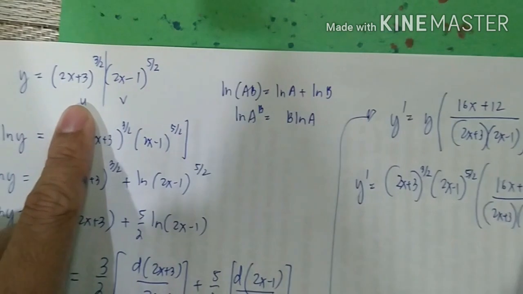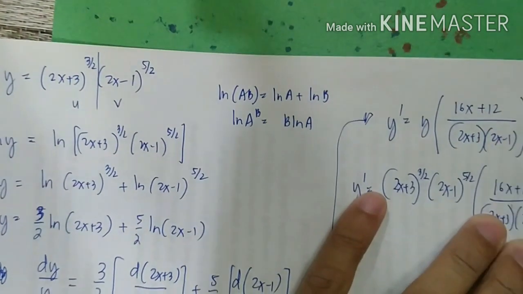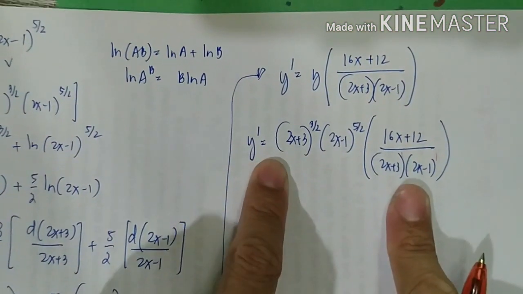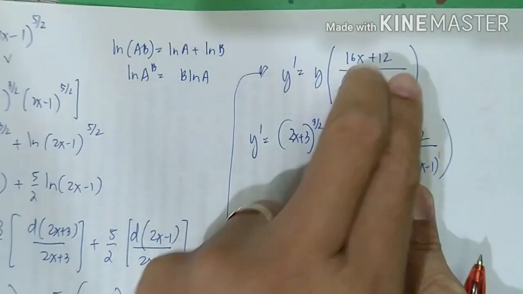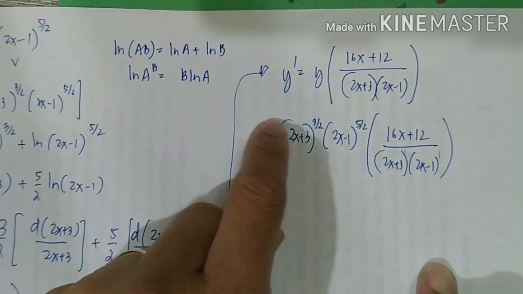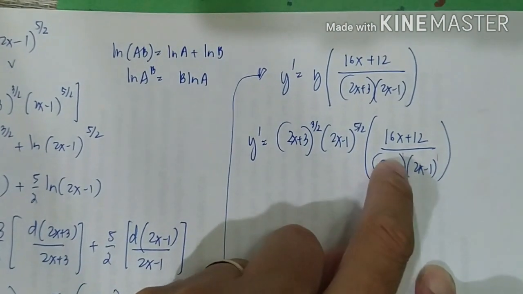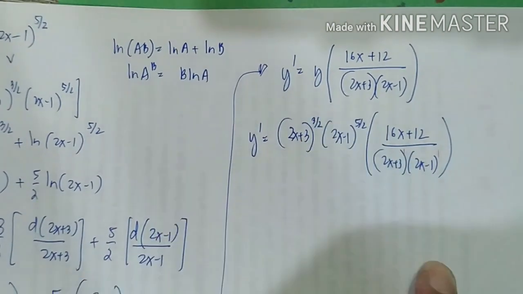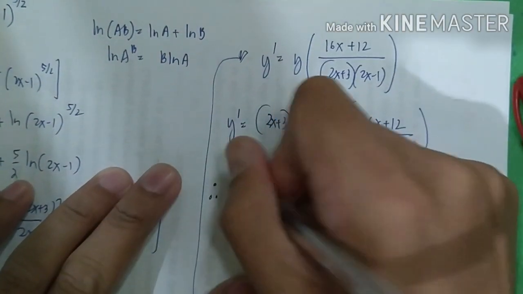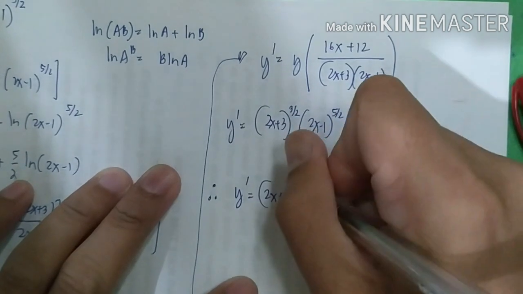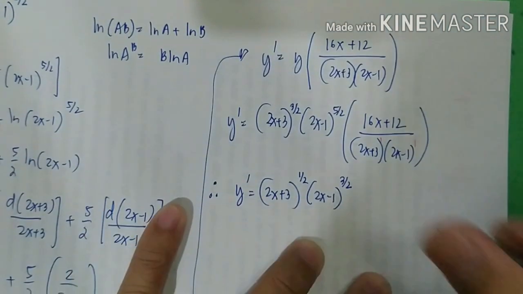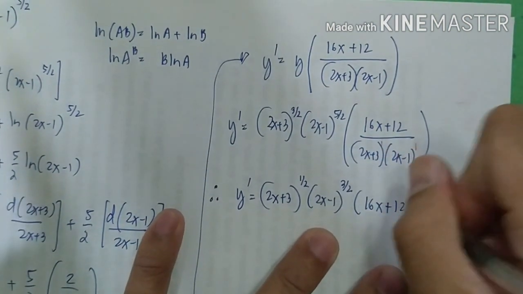Tsaka mo ngayon i-cancel. Bawasan mo ng tigisa kasi di ba ito to the 1. Tapos ito to the 1. Ay, sorry. Hindi na pala nakikita. Tada! So, di ba? Ito yung value ng y. Yun. Tapos 16x plus 12, ayun. Tapos ito pa rin siya. So, di ba pag to the 1, tapos pagka of same base, you are subtracting exponent. So, 3 halves minus 1 is 1 half. 5 halves minus 1, 3 halves na lang ang exponent nun. So, therefore, y prime is equal to (2x plus 3) raised to 1 half (2x minus 1) raised to 3 halves multiplied by (16x plus 12).